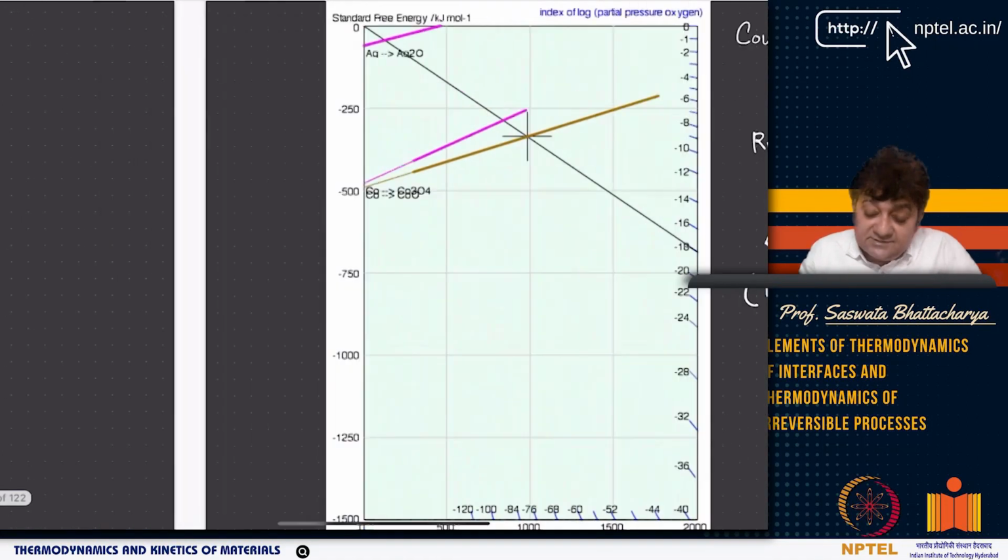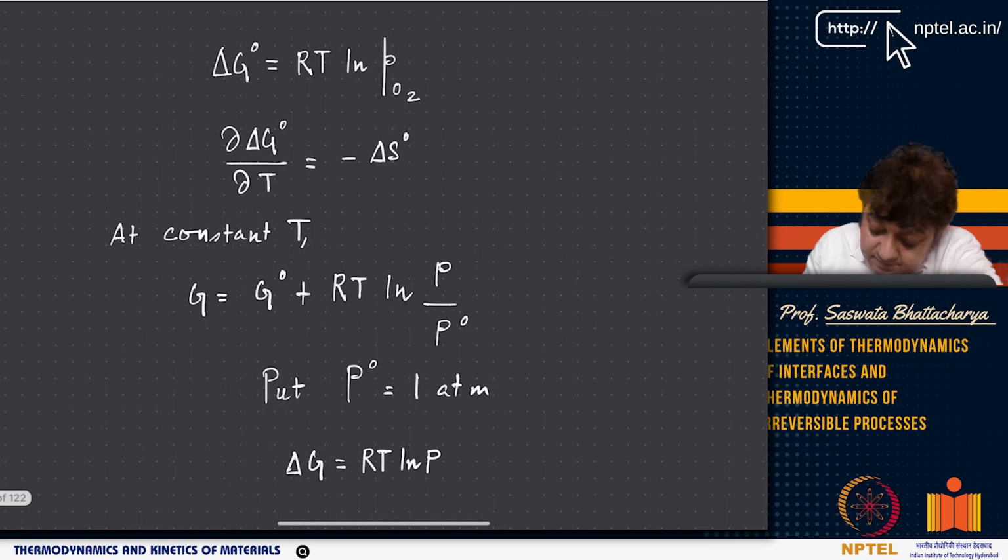Now, if you look at this, the delta G, that is G minus G naught, right? Delta G is RT ln P, right? Delta G naught is RT ln PO2, or RT ln P, right?